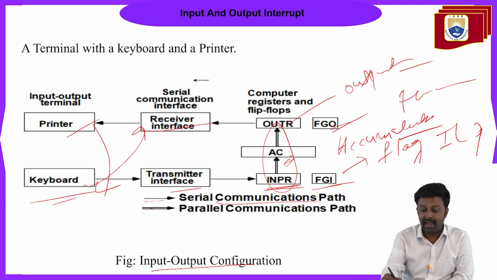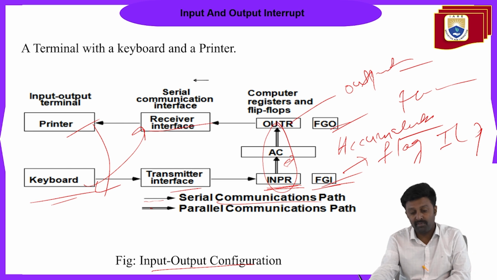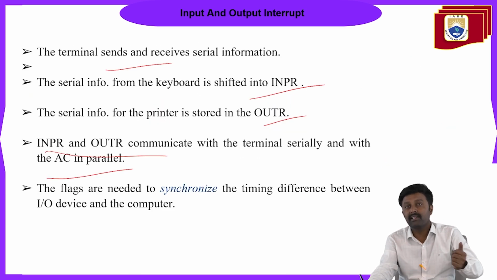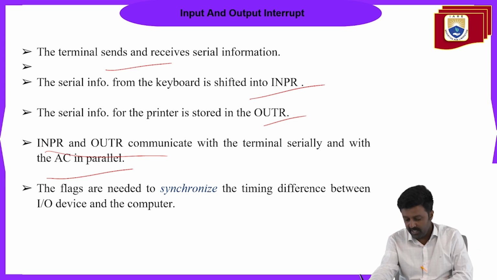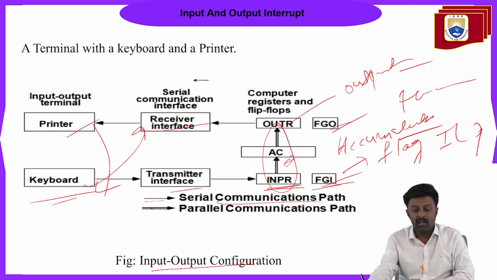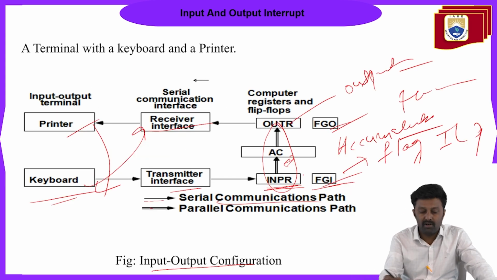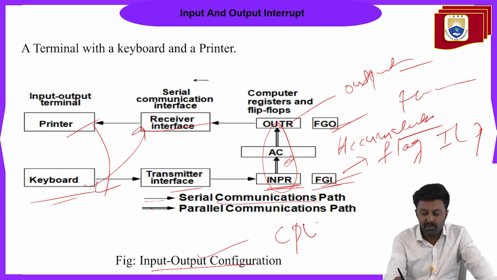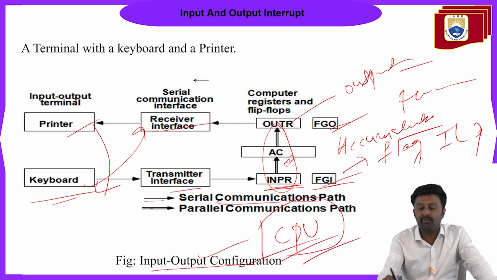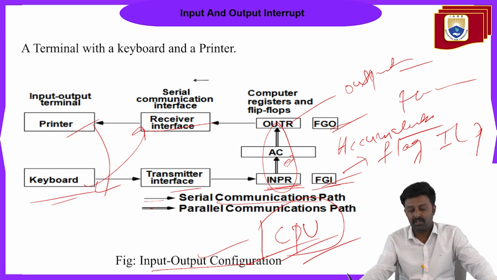So here the flag bits are, as I said, FGI meaning input flag and FGO the output flag. So the flags are needed to synchronize the timing difference between the input output devices and the computer. So this diagram shows the flag inputs are required when the input output devices are communicating with the CPU. So these flag inputs are required for synchronization.